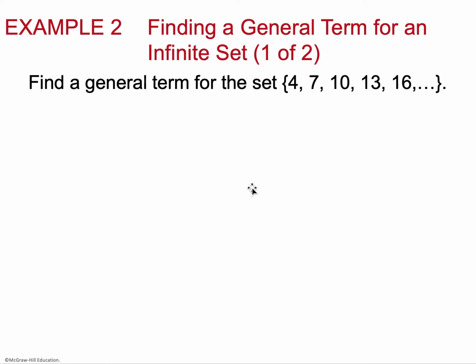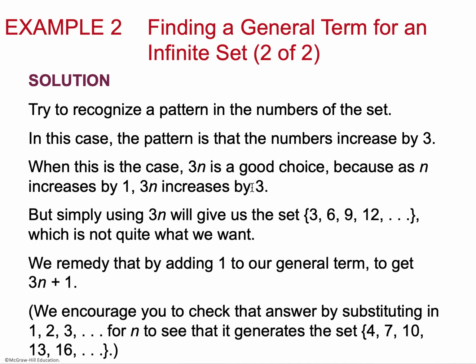So if I have this set, and we can see it is being generated by adding 3 to each term. So once I find the pattern, then I can say that it increases by 3. So when this is the case, 3n is a good choice, as n would increase by 1. So if I had 3n, 3 times 1 is 3, 3 times 2 is 6, 3 times 3 is 9. But that doesn't quite get me to that set, right? So my set was adding 3 each time. So I'm not going to get a 13 from doing 3 times something.